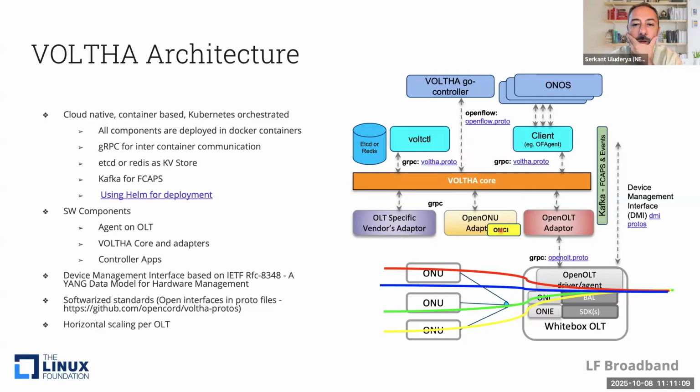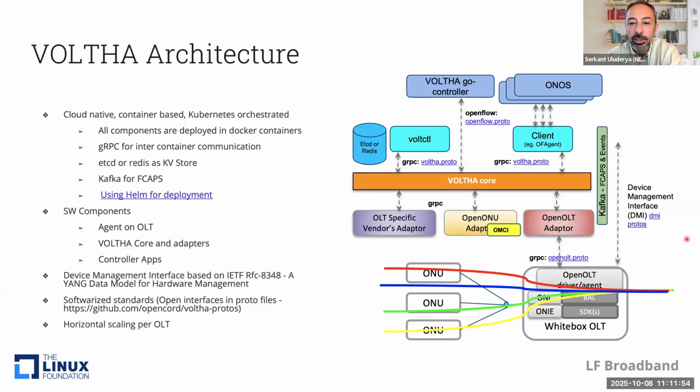Below the VOLTHA core, you can see there are different adapters, and the communication between these adapters is also via gRPC. That communication protocol is also defined in the VOLTHA protos itself. The VOLTHA Open OLT adapter on the right is the adapter available in the community's code repository. And the other open source adapter is the VOLTHA Open ONU adapter. This implements the OMCI stack for the ONU communication.